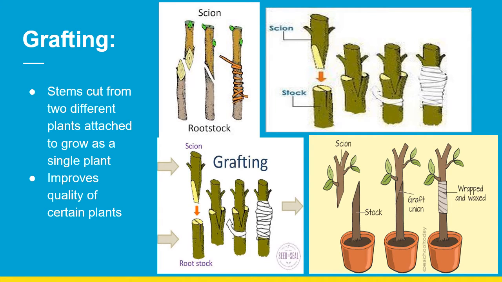The next technique is grafting. Here in grafting, stems cut from two different plants are attached to grow as a single plant, which improves the quality of certain plants. For example, we have two mango trees of the same species, where in one the strength of the stem is comparatively less. It cannot withstand the fruitlets coming out, and it will get removed from the parent plant, the usual situation.